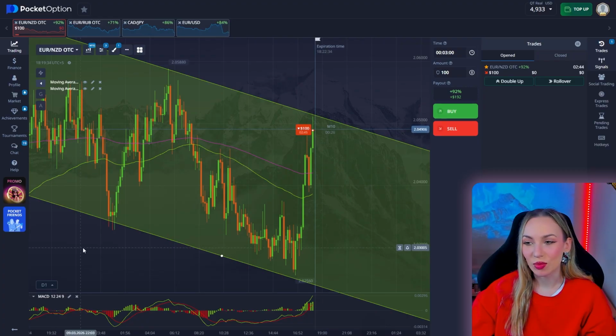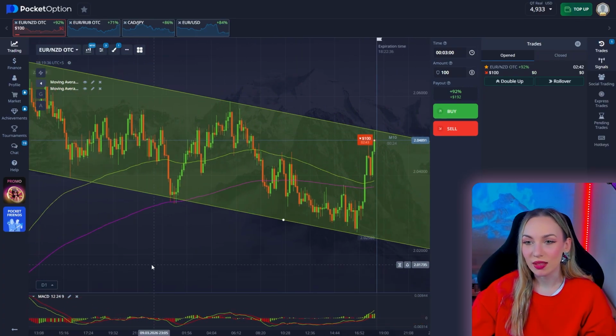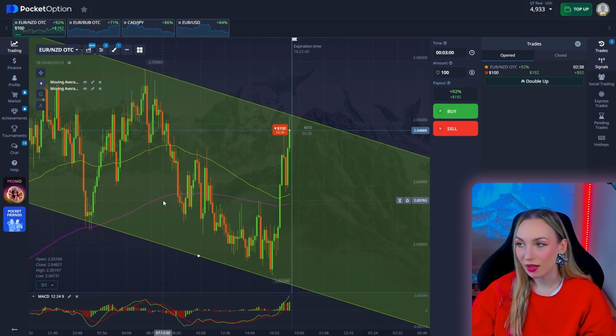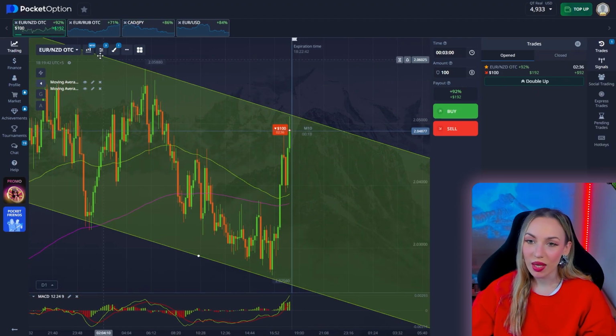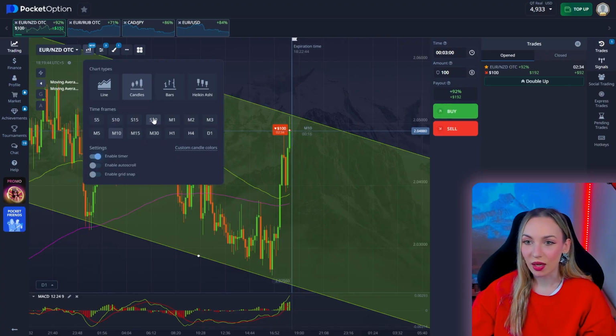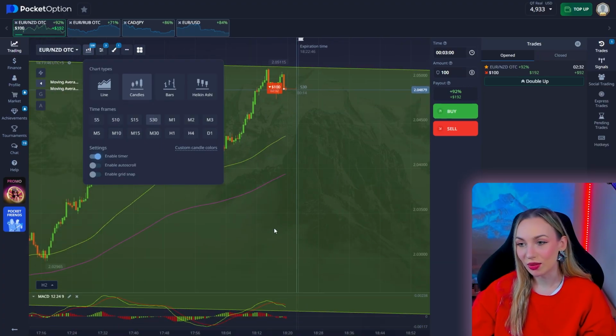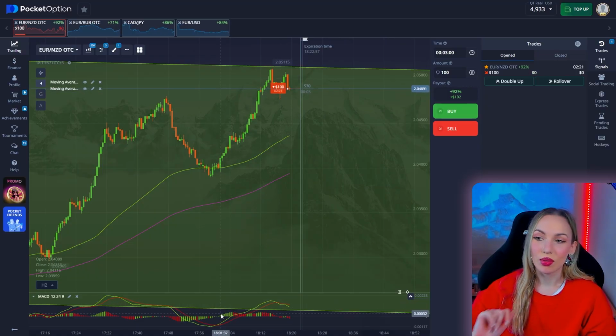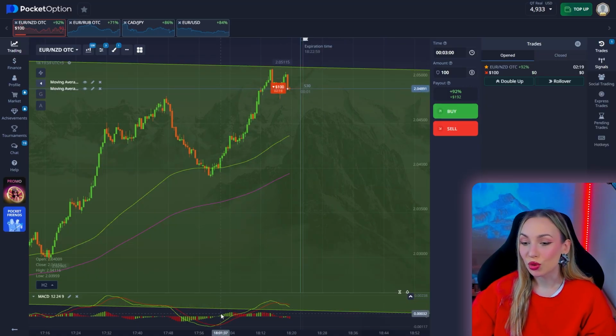Euro NZD is moving in the downward trend on 10 minutes time frame. I drew here the downward parallel channel. So yeah, finally, I was waiting for such a long time for a good signal, and here we go. MACD lines crossed in the overbought zone above the zero line. As you can see, Euro NZD is moving super smooth.